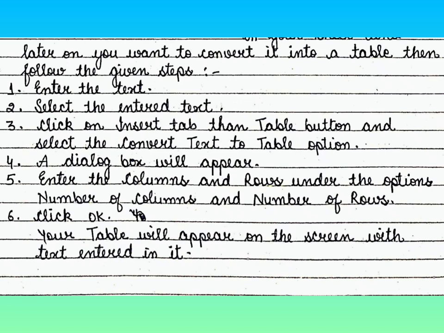Number 4. A dialog box will appear. Number 5. Enter the columns and rows under the option Number of columns and number of rows. Step 6. Click OK. Your table will appear on the screen with text entered in it.